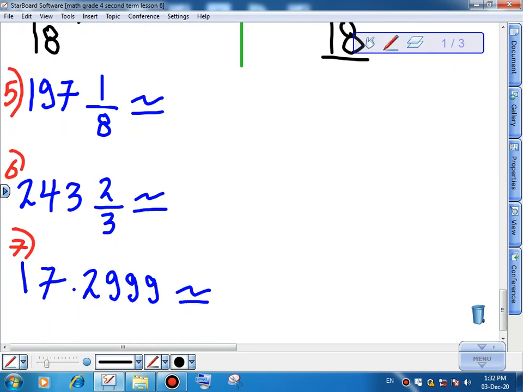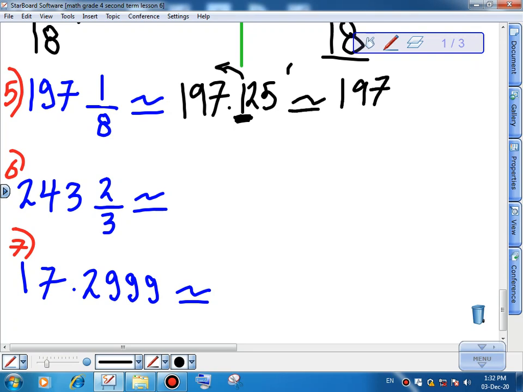197 and 1/8. If I use the first or the second method, anyway, just know if the decimal or the fraction is smaller than or greater than the half. 1/8 equal to, as we know, remember, 197.125. Look to the first digit in the decimal part, which is tenths. 1 is a weak number, doesn't do anything. It will be 197. Cancel the decimal part.